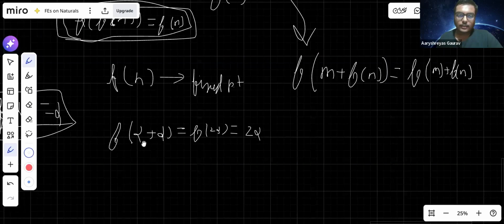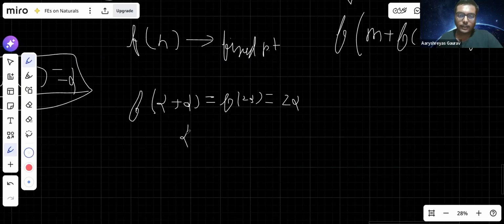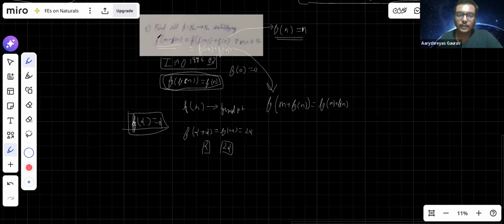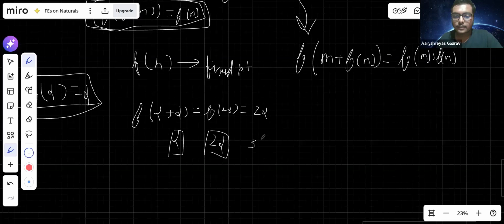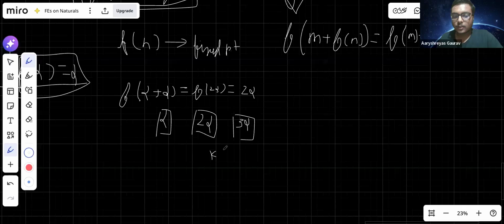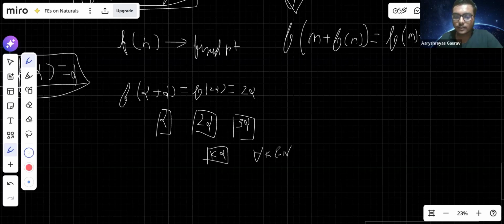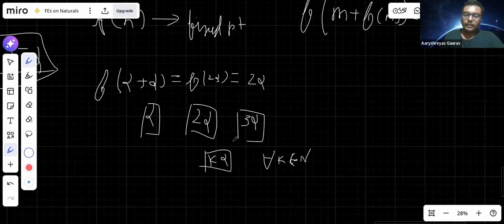And we saw that if alpha is a fixed point, then 2 alpha is also a fixed point. And next, if I put m is equal to 2 alpha and n is equal to alpha, then I will get 3 alpha as a fixed point and so on. That means by induction, we can get k alpha is a fixed point for all k belonging to natural numbers. This is one good property of fixed points that I can see: if alpha is a fixed point, then all of its multiples are fixed points.